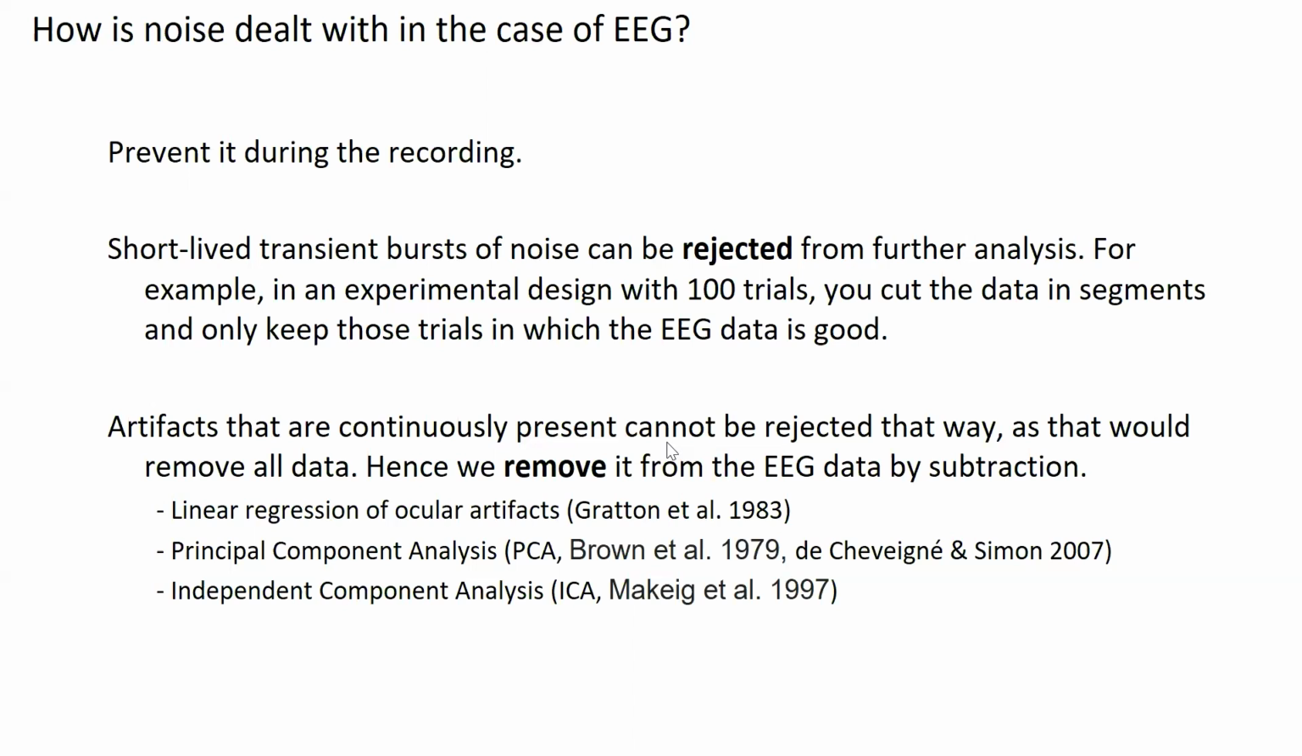So this has been done for ages. So linear regression for ocular artifacts was already done in the 80s. Principal component analysis kind of used. Independent component analysis, a very popular and very widely used technique for reducing the artifacts in EEG.